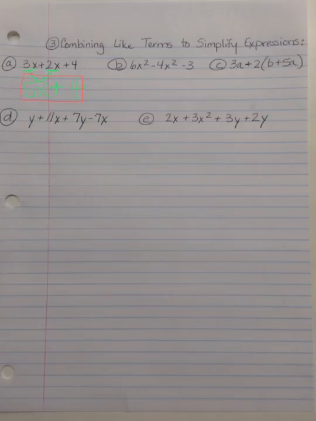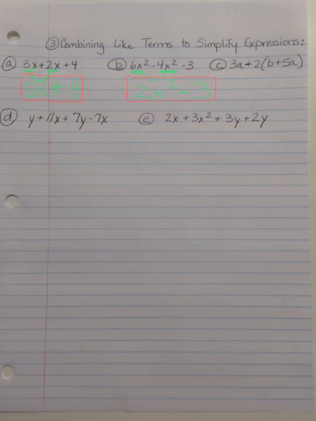Okay, in the second example, 6x squared minus 4x squared minus 3. The 6x squared and the 4x squared have the same variable to the same power, so I can combine them. So you think of them like as a group. 6x squared minus 4x squared gives me 2x squared. And then I'm going to subtract 3 because there's nothing else to combine with the 3. So this becomes 2x squared minus 3.